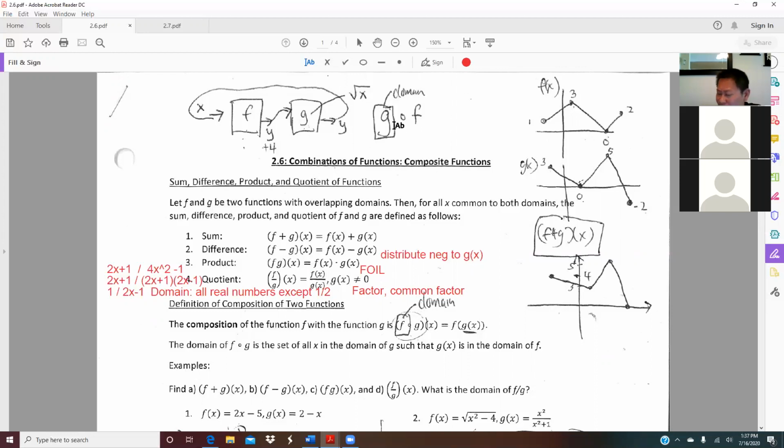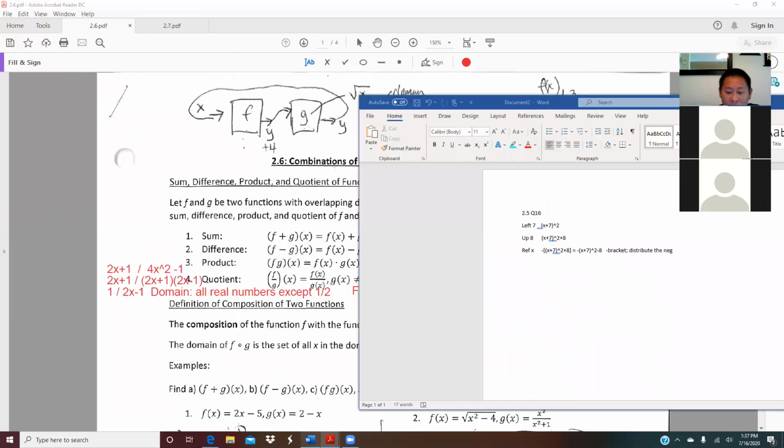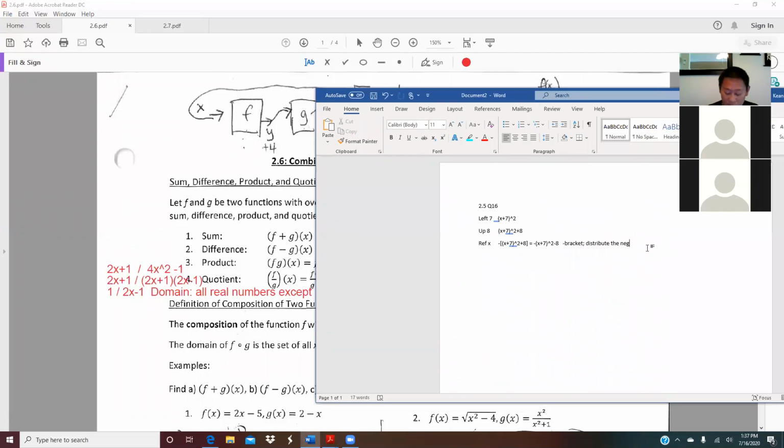I will show you what I mean by that, because it's kind of confusing, right? What's going on here? So let me show you right now so you know what I'm talking about in this composition here. So let's say that you have your f of x is x squared plus 1.